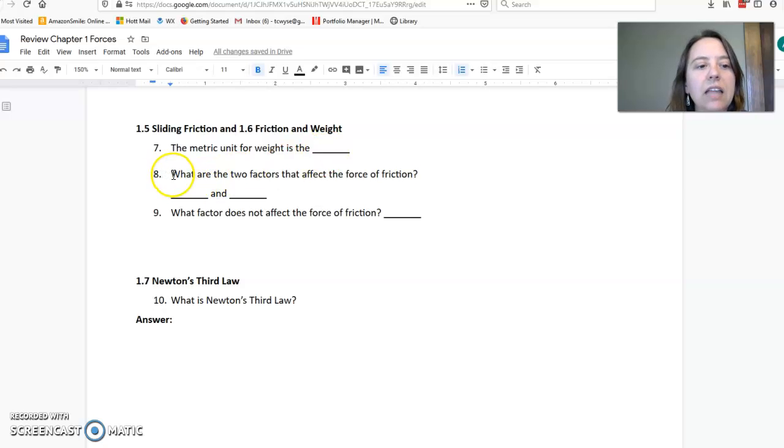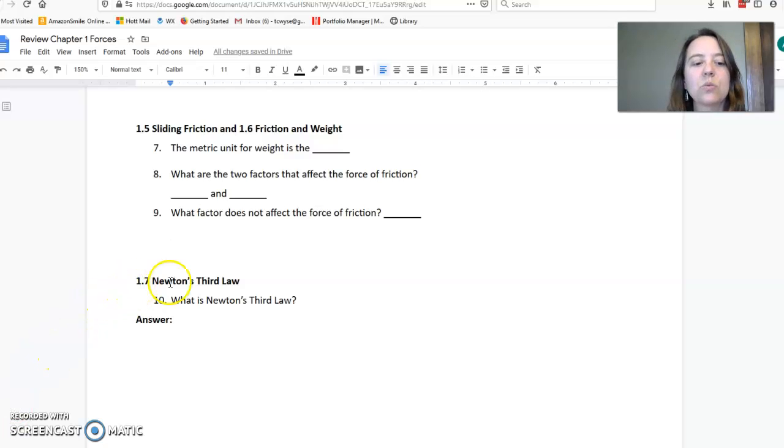And then looking at our lab, sliding friction, what are the 2 factors that affect the force of friction, and what factor does not affect the force of friction? And I'll give you a hint for number 8 and 9. Our options are weight, the types of surfaces, and surface area. Great, you'll want to pause the video until you're done with number 9.